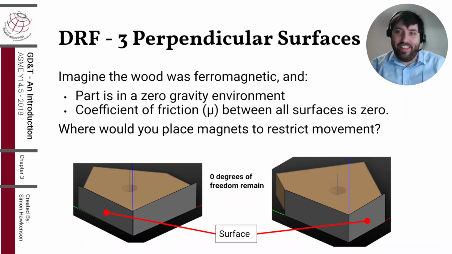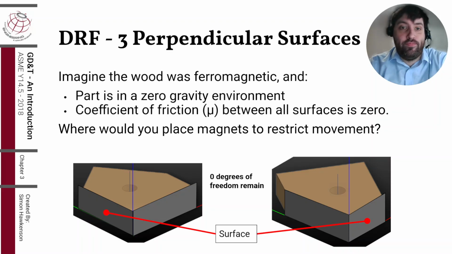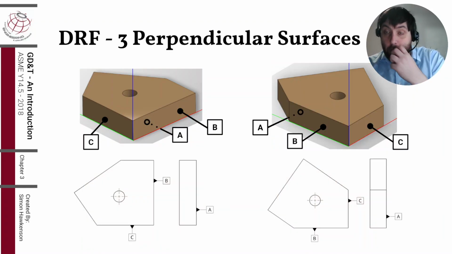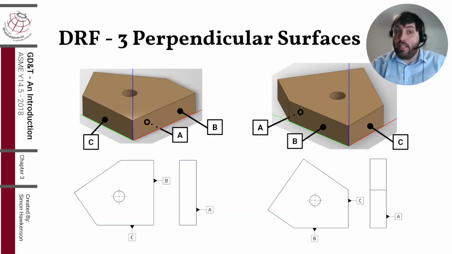Now, of course, if this was a real part in these conditions, the magnets would have to be strong enough to withstand the force. But let's assume the magnets are infinitely strong. So without realizing it, you just established a datum reference frame. Wherever you place your magnets, those are your datum features. So that's where you would put your datum feature symbols on those surfaces. These datum features sit along a theoretically perfect datum, and the datums fully constrain your part's 6 degrees of freedom.